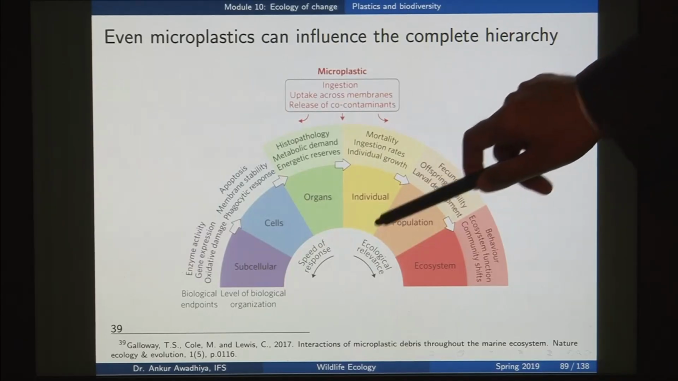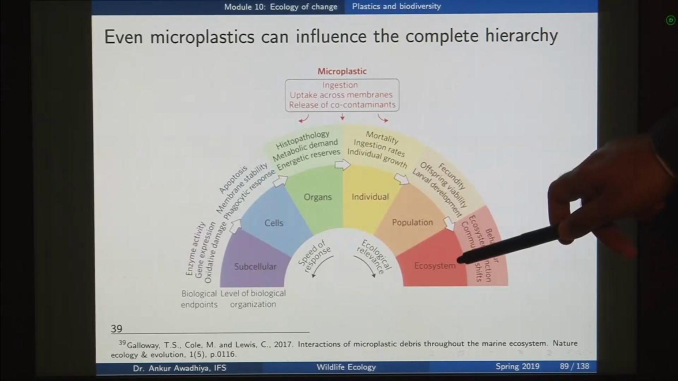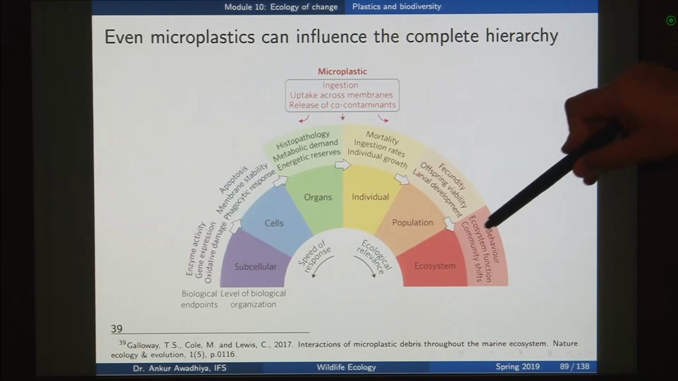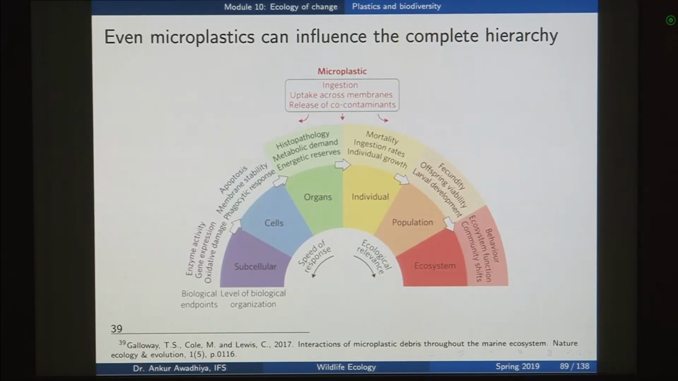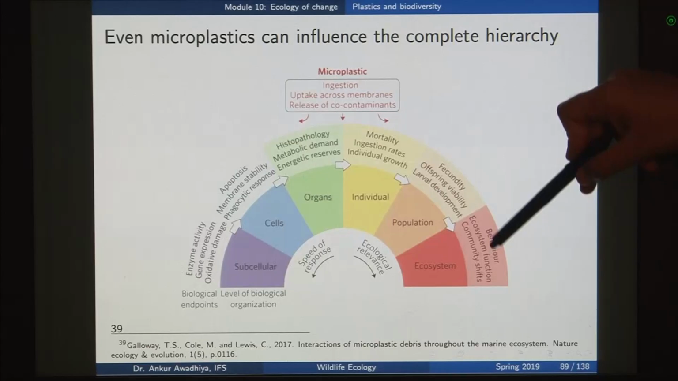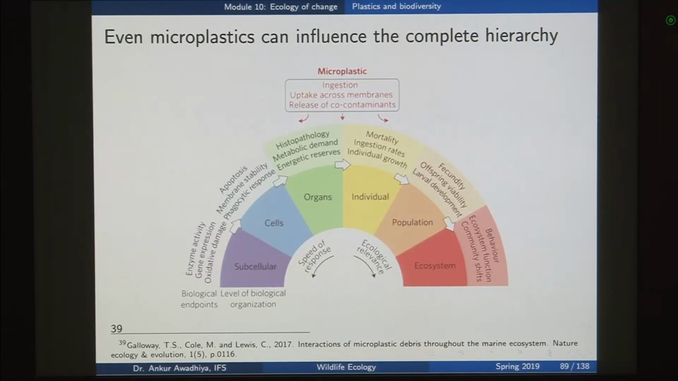From the population level changes, we can also observe ecosystem level changes in the behavior of organisms. We saw in the case of larger organisms like the hermit crab, there was a change in the behavior because this hermit crab was using a plastic bottle cap as its shell, and a very similar thing can also be seen in a number of other organisms. There can be changes in ecosystem services, ecosystem functions and community shifts. So, essentially even a very small thing like a microplastic can have impacts all over the ecosystem.